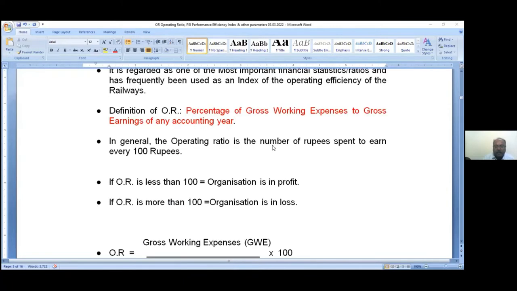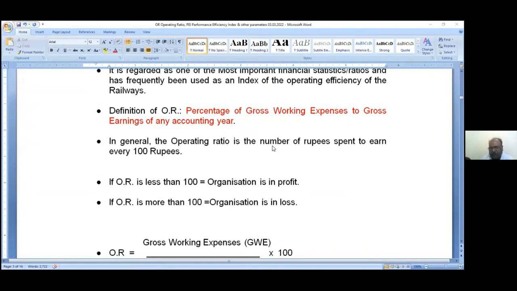That means, in general, the operating ratio is the number of rupees spent to earn every 100 rupees. That means to earn every 100 rupees, how many rupees have to be spent? That is simple. That means if the operating ratio is less than 100, the organization is in profit.